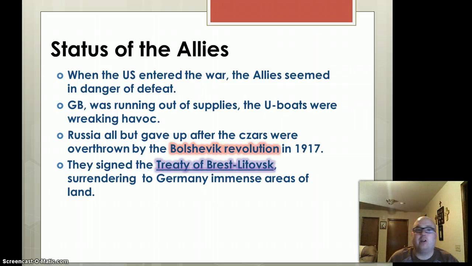Now, they can't just back out altogether because Germany would destroy them. So they signed a treaty with Germany, basically giving Germany a lot of land and a lot of grain supplies, and now Germany can go on a lot longer.